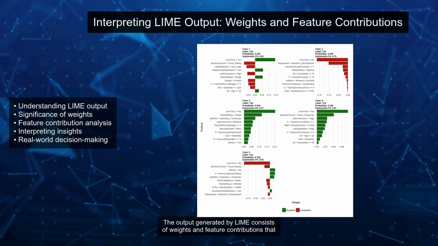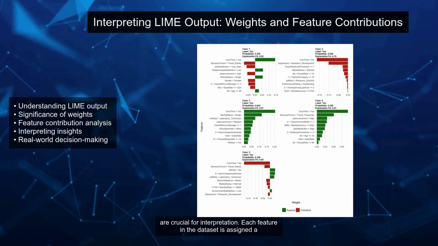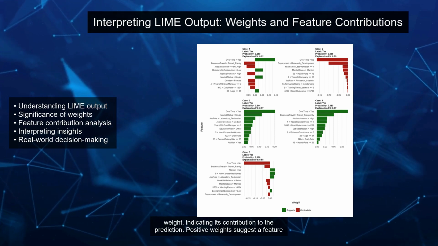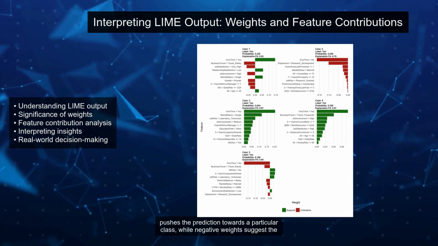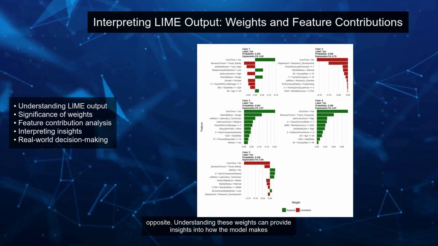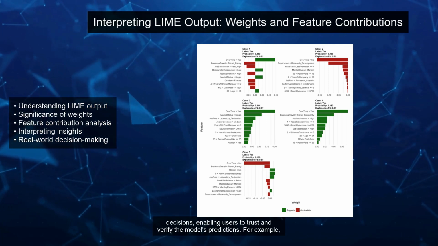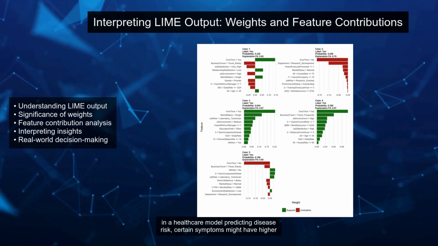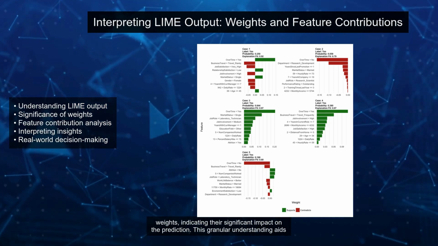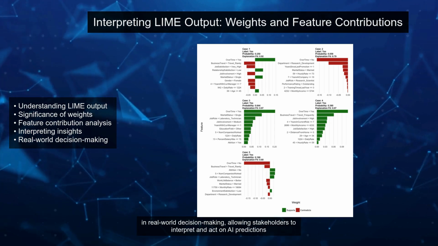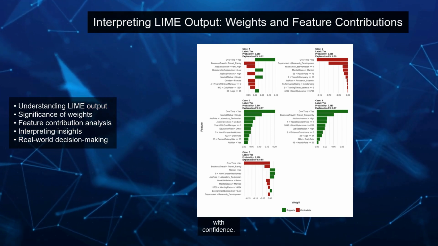The output generated by LIME consists of weights and feature contributions that are crucial for interpretation. Each feature in the dataset is assigned a weight, indicating its contribution to the prediction. Positive weights suggest a feature pushes the prediction towards a particular class, while negative weights suggest the opposite. Understanding these weights can provide insights into how the model makes decisions, enabling users to trust and verify the model's predictions. For example, in a healthcare model predicting disease risk, certain symptoms might have higher weights, indicating their significant impact on the prediction. This granular understanding aids in real-world decision-making, allowing stakeholders to interpret and act on AI predictions with confidence.